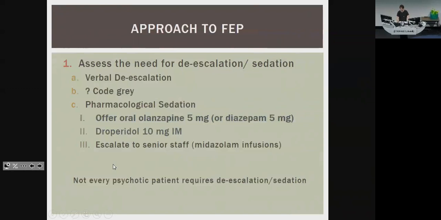But if they are being aggressive, verbally de-escalate the situation, okay? So ask them what's wrong, introduce yourself, use non-threatening body language, simple things, okay? Then assess the need for a code grey or even a code black if they're being physical or threatening. If that's not working, you can offer them pharmacological sedation. So say, hey, look, I can see that you're a little bit irritated at the moment. I could give you something to make you feel a little bit better. If they say no, get stuffed, don't hesitate, go straight for droperidol, 10 milligrams, IM, subcut.